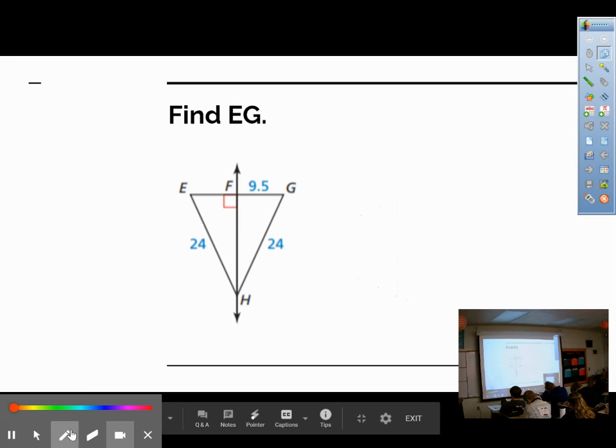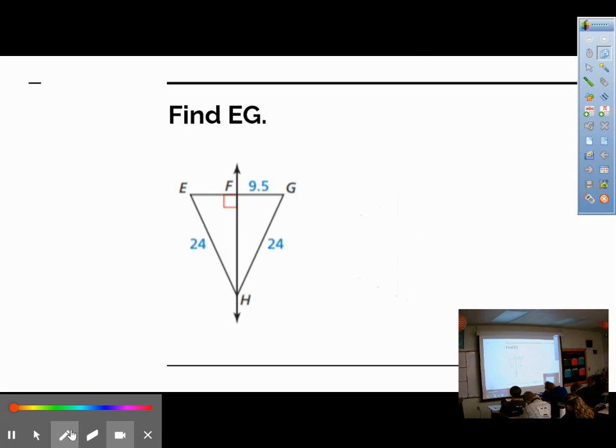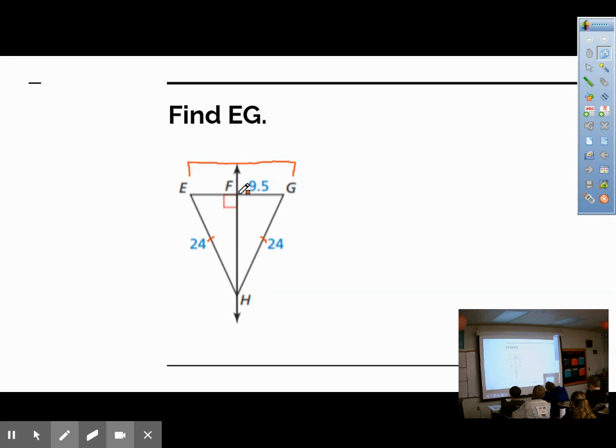Find the length of EG. So first, I noticed that FG is 9.5. And they want EG, which is all the way from E all the way to G. Okay? So they want this whole thing. Well, first thing I noticed that these two sides here are both 24. So that means they're congruent. All right, so since these two sides are congruent, that means H is 24 units to G, and H is 24 units to E. All right, so Alexis R., what does that tell me about this line EF?